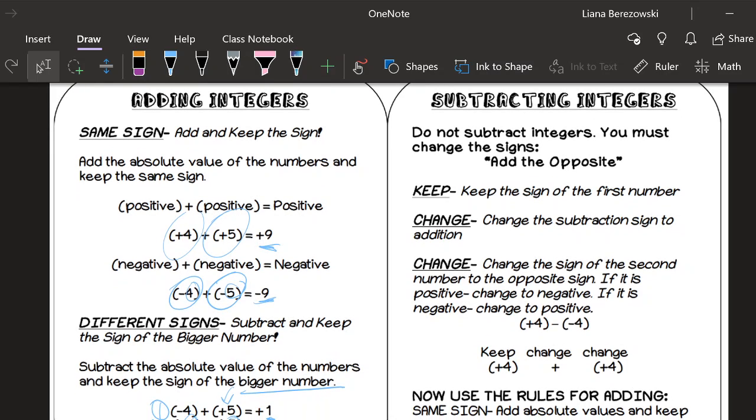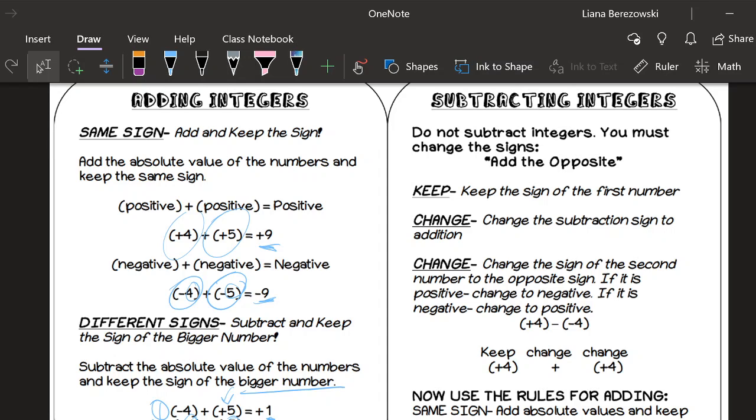Subtracting integers is a little bit different, because our method of dealing with subtraction problems is just to not do them, right? We don't actually subtract integers. We change the question into an addition problem, so it's a little bit easier for us to do in our head. The way this works is you keep the sign of the first number, so your first number doesn't change at all. You change the subtraction sign to an addition sign, and then you change the sign of your second number to the opposite sign. So if it was positive, you change it to negative. If it was negative, you change it to positive.